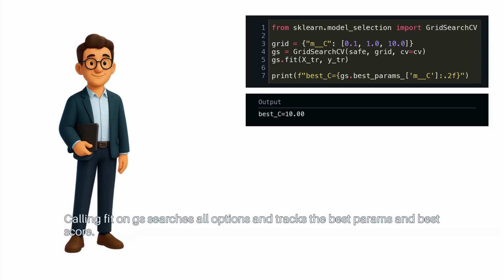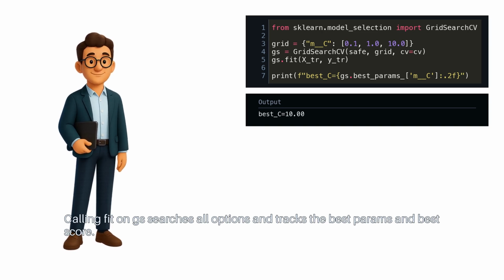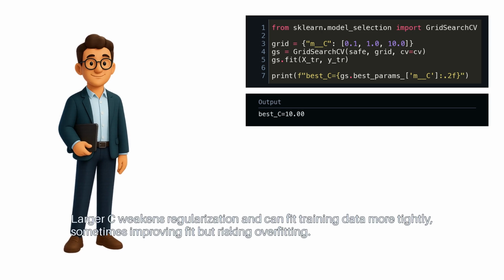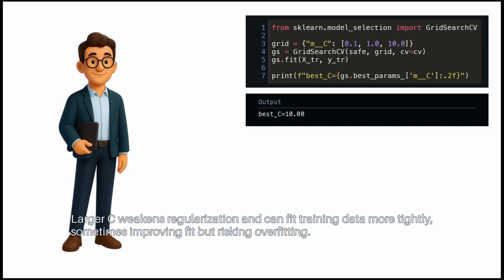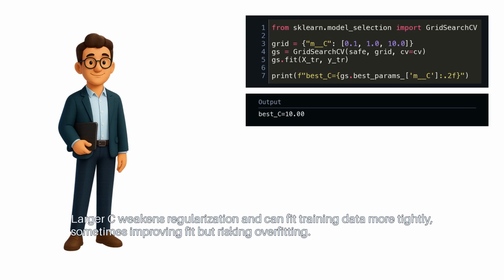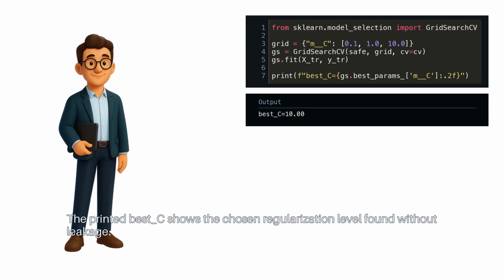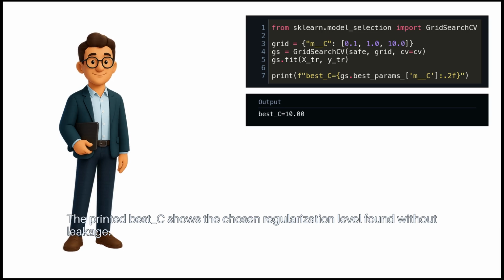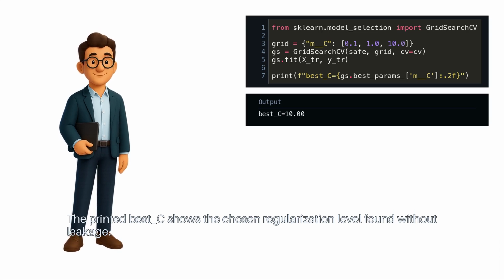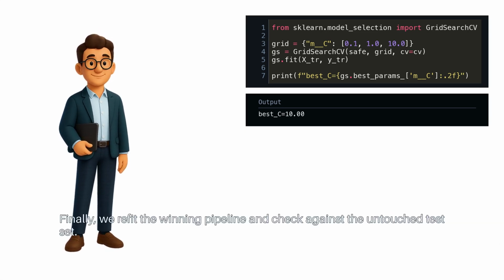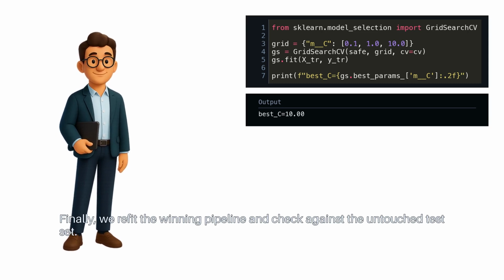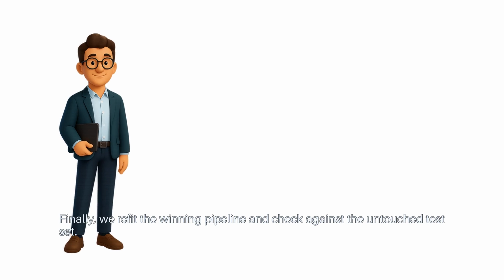Calling fit on gs searches all options and tracks the best params and best score. Larger C weakens regularization and can fit training data more tightly, sometimes improving fit, but risking overfitting. The printed best C shows the chosen regularization level found without leakage. Finally, we refit the winning pipeline and check against the untouched test set.